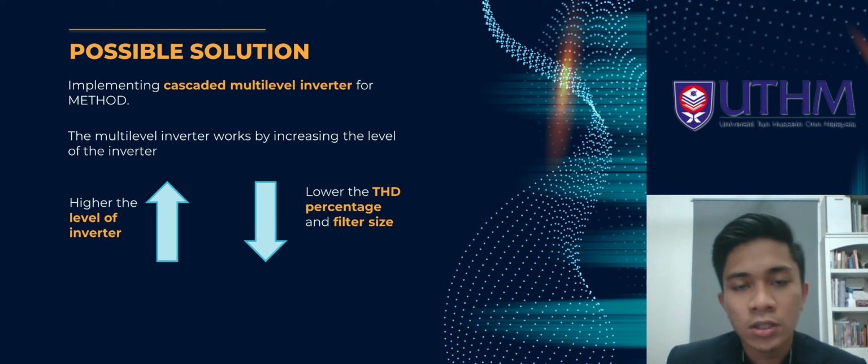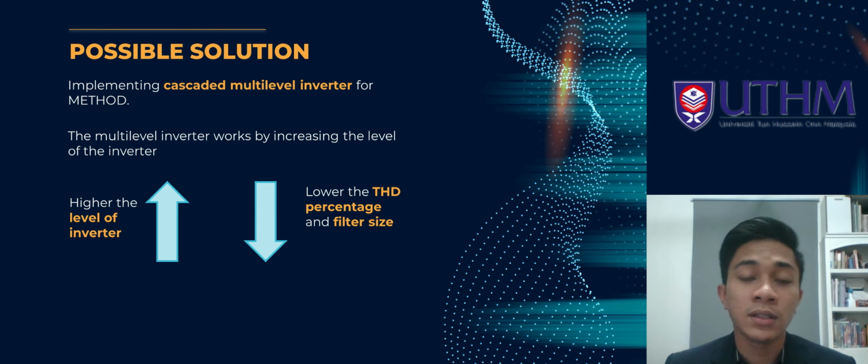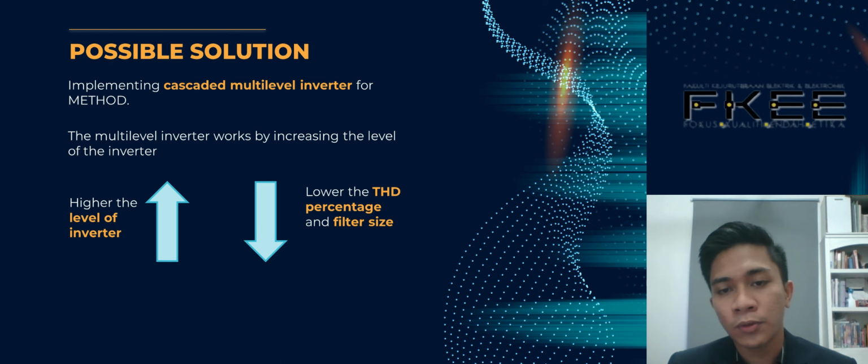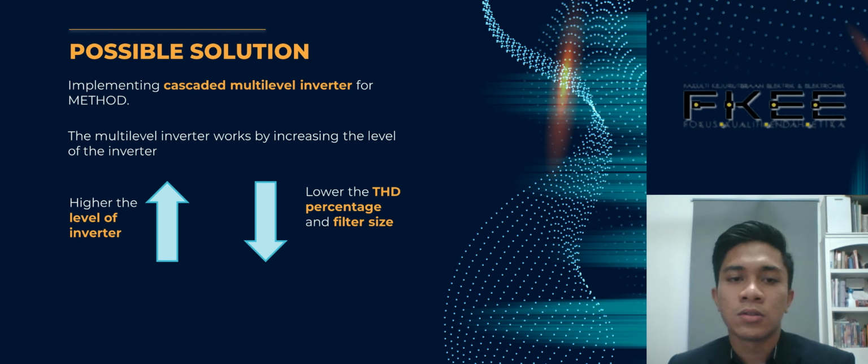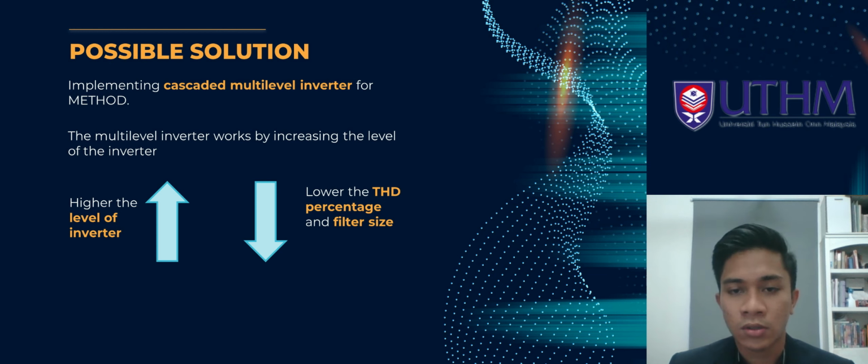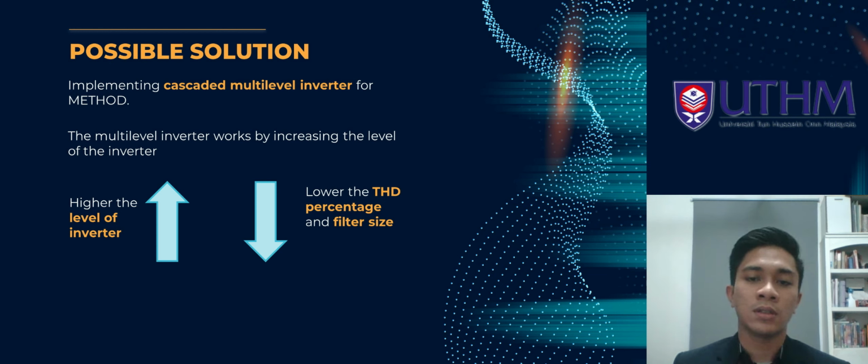The possible solution for this problem is implementing a cascaded multi-level inverter to improve the inverter quality. The multi-level inverter works by increasing the level of the inverter. The higher the level of the inverter, let's say from 3, 5, 7, 9, 11 and so on, the lower the THD percentage and the filter size, and also the more efficient the inverter.